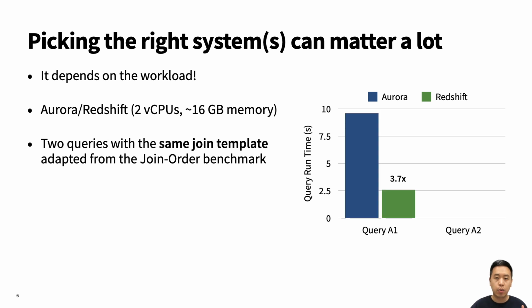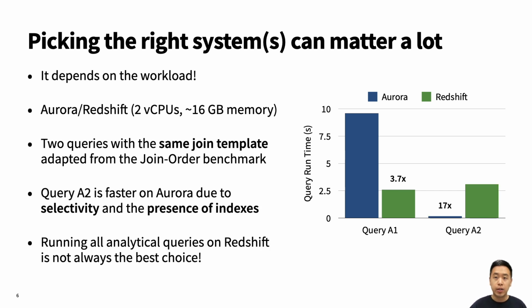You can see on this first query, query A1, it behaves intuitively as you would expect, in that Redshift is 3.7 times faster than Aurora. This makes sense given that this is an analytical query and Redshift is an analytical database. But what's interesting is that query A2 ends up being 17 times faster on Aurora than Redshift. The reason for this is that query A2 has some predicates that are highly selective. And it turns out that these predicates are on columns that are indexed on Aurora. So Aurora can use these indexes to run the queries much faster. So the takeaway is that running all of the analytical queries on Redshift might not always be the best choice.